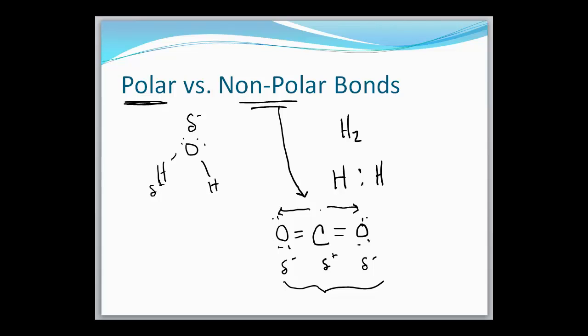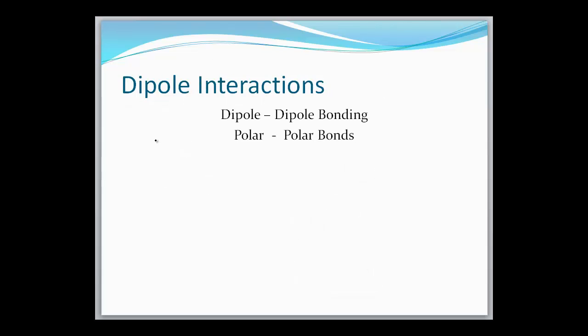What this leads to is two different types of intermolecular forces. And what we're going to call the first one is a dipole interaction. Whenever you have something that is polar, we say that it has a dipole. Di meaning two, pole meaning positive and negative side. So a dipole is going to have a partial positive side and a partial negative side. Whenever that happens, we have what we call dipole-dipole bonding or dipole interaction.